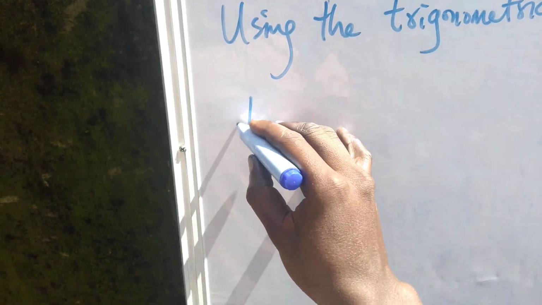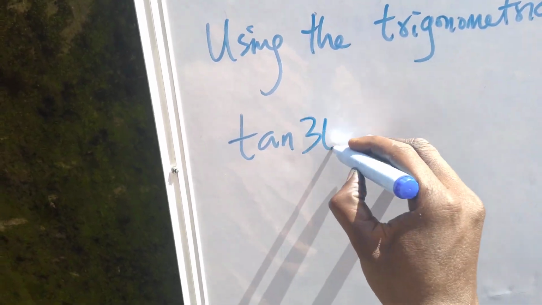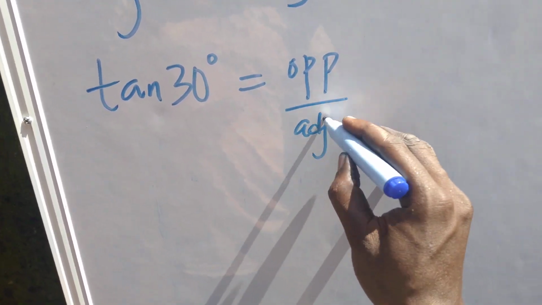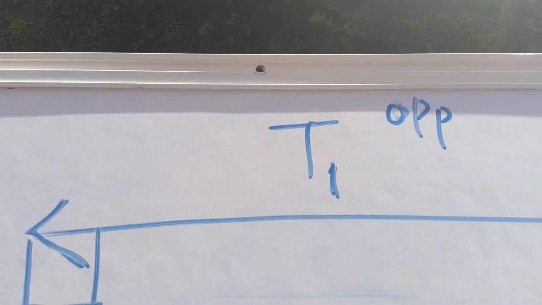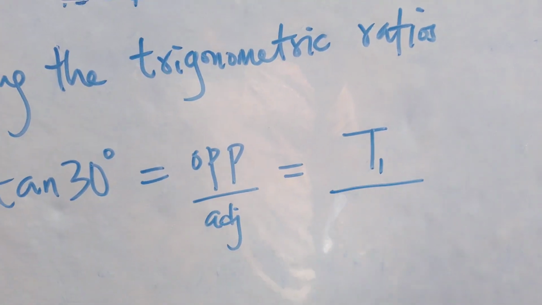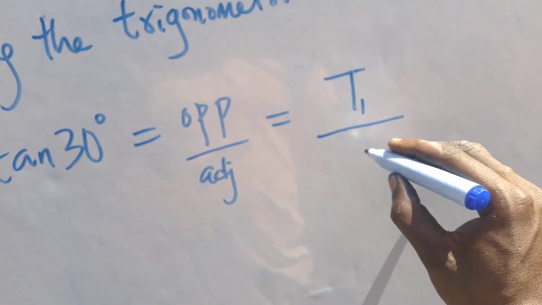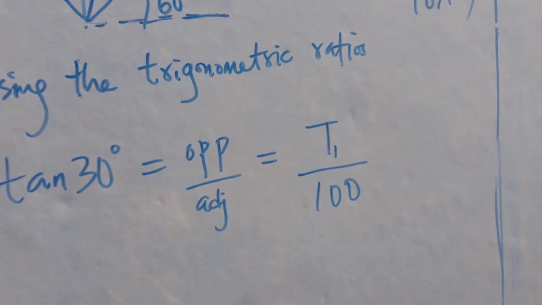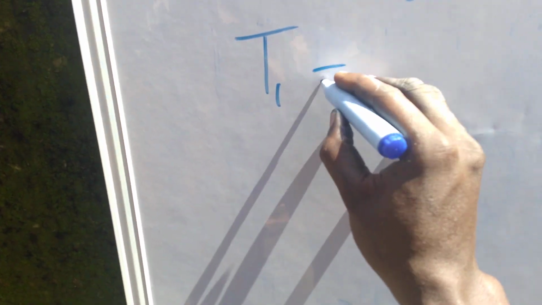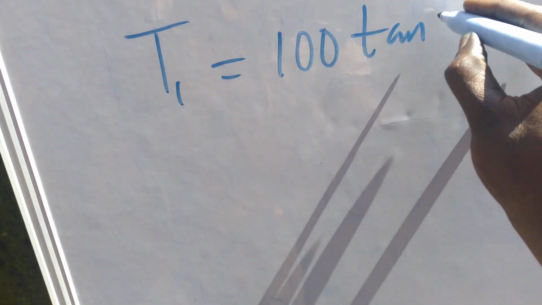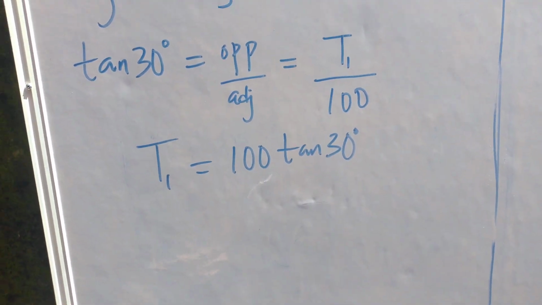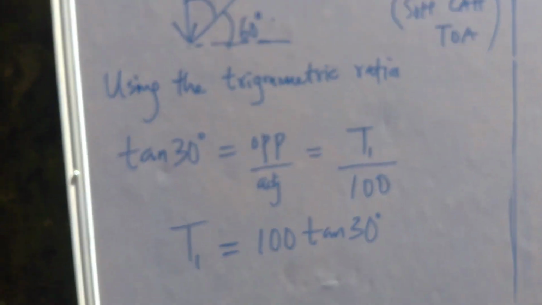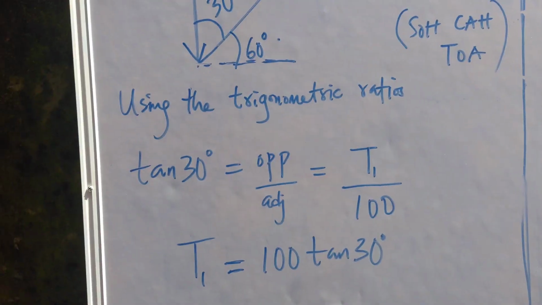So that is tan 30 degrees will be my opposite side over the adjacent, and the opposite side is T1. The adjacent side is W, which is 100. So I'll cross multiply, and T1 is equal to 100 tan 30 degrees.